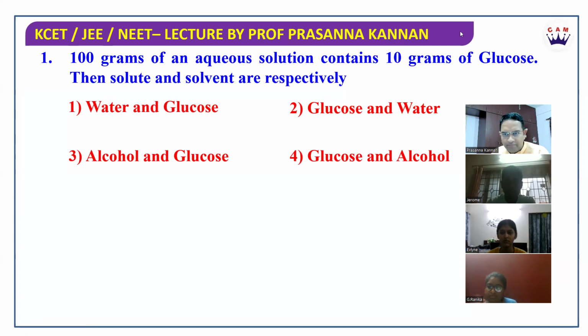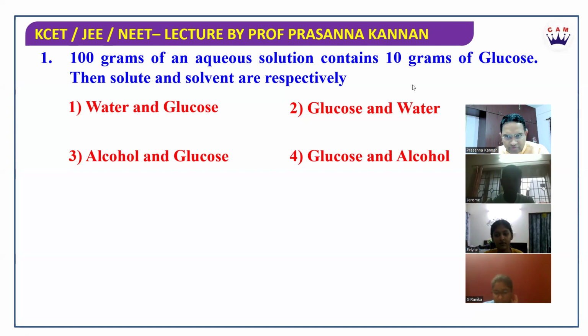Evelyn, can you tell me? Sir, the solute is glucose, sir, and solvent is water. Yes. Jerome, can you tell me why you gave that answer? Sir, because the aqueous solution is water, so glucose is dissolved for 10 grams, sir. So water will be 100 grams, so... Water is not 100 grams. Water would be? 90 grams. Correct. Very good.